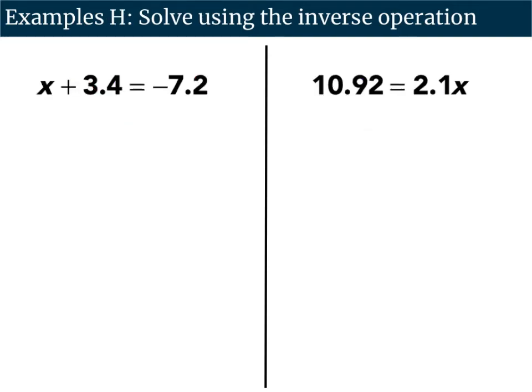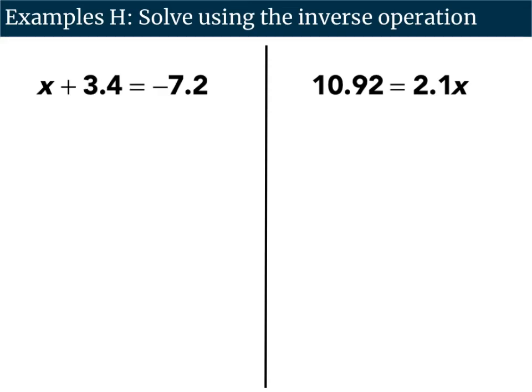Here we are at the last example, and I've got two different problems to do. Now, it says x plus 3.4 equals negative 7.2. This isn't any different than the problem I've done before with the addition and subtraction. It's just that this time I have decimals, but that shouldn't cause me to panic. Decimals doesn't change the way that I do the problem just because they're decimals.